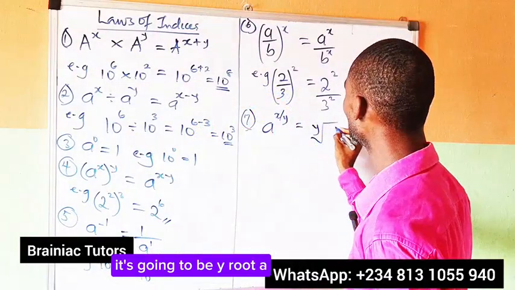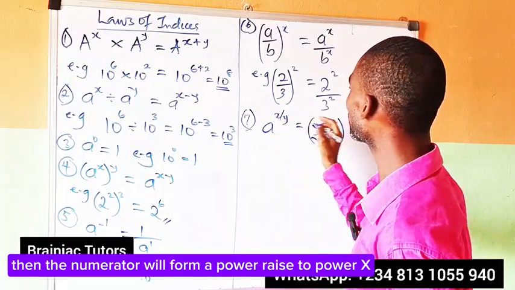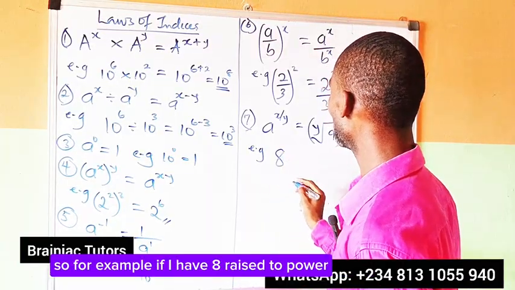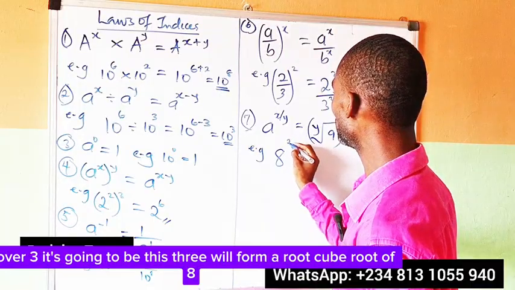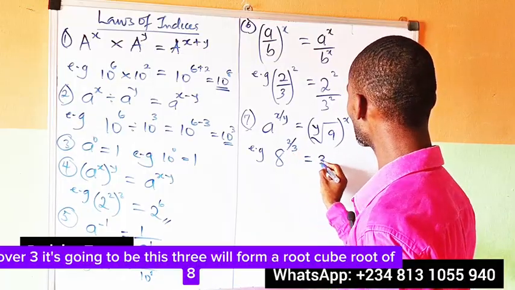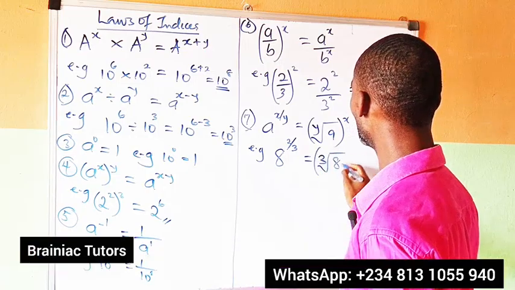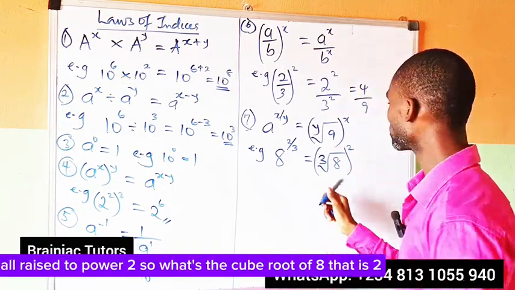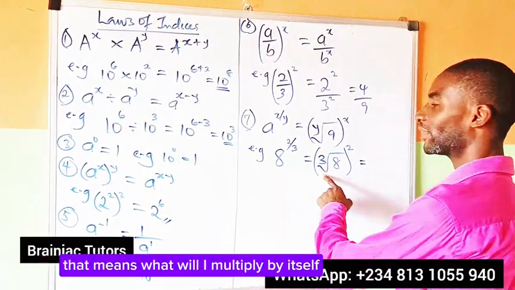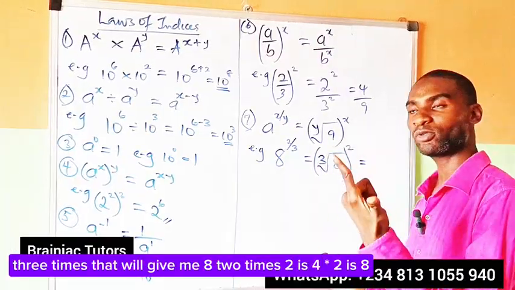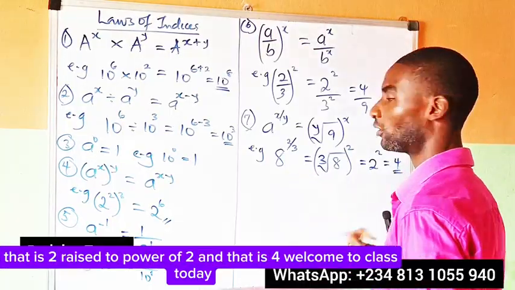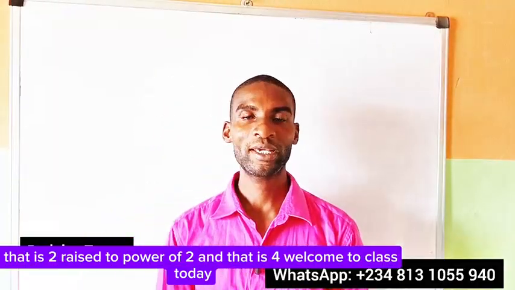To be y root a, then the numerator will form a power raised to power x. So for example, if I have 8 raised to power 2 over 3, this 3 will form a root, cube root of 8, all raised to power 2. So what's the cube root of 8? That is 2. That means what will I multiply by itself 3 times that will give me 8? 2 times 2 is 4, times 2 is 8. So that is 2 raised to power of 2, and that is 4.